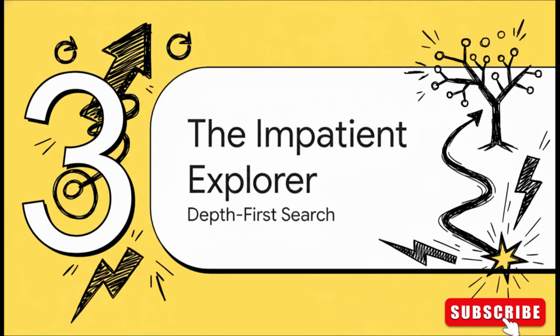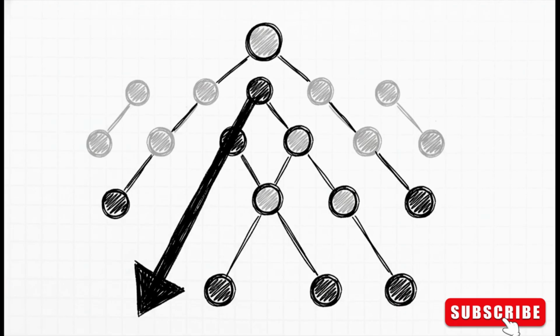So, if our patient explorer is a total memory hog, what's the alternative? Well, let's meet its polar opposite. I like to call this one the impatient explorer. This strategy doesn't really care about being methodical. It just wants to find an answer and find it fast. This is depth-first search. The motto of depth-first search, or DFS, is basically to go deep or go home.